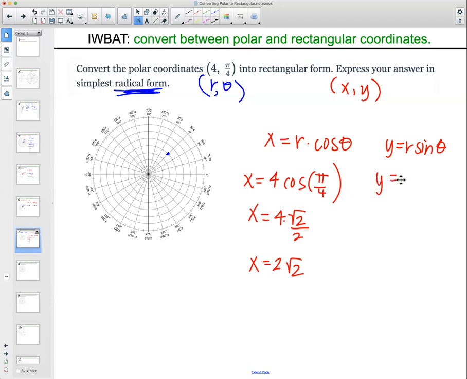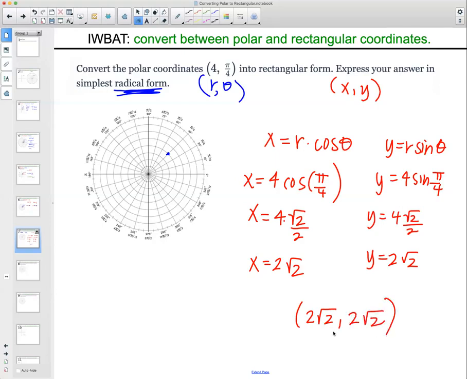Then go ahead and solve for y. Your radius again is 4, sine of pi over 4. Sine of pi over 4, evaluated on your unit circle, is also root 2 over 2. 4 divided by 2 is 2. So your y coordinate is also 2 root 2. So your rectangular point is x comma y, or 2 root 2 comma 2 root 2.